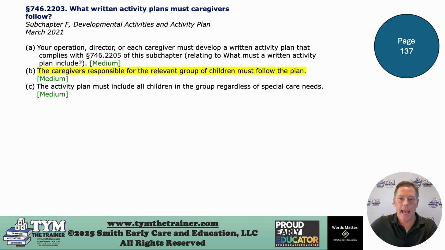On your written activity plan, and when we talk about a written activity plan, you could call it a lesson plan, a daily schedule, a calendar, whatever you want to call it. Child care licensing is going to call it an activity plan. So here's what needs to be on your activity plan.